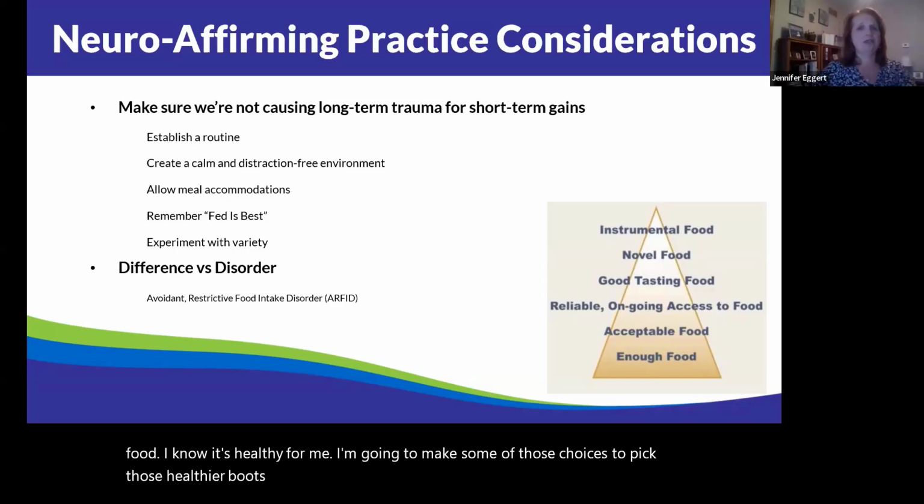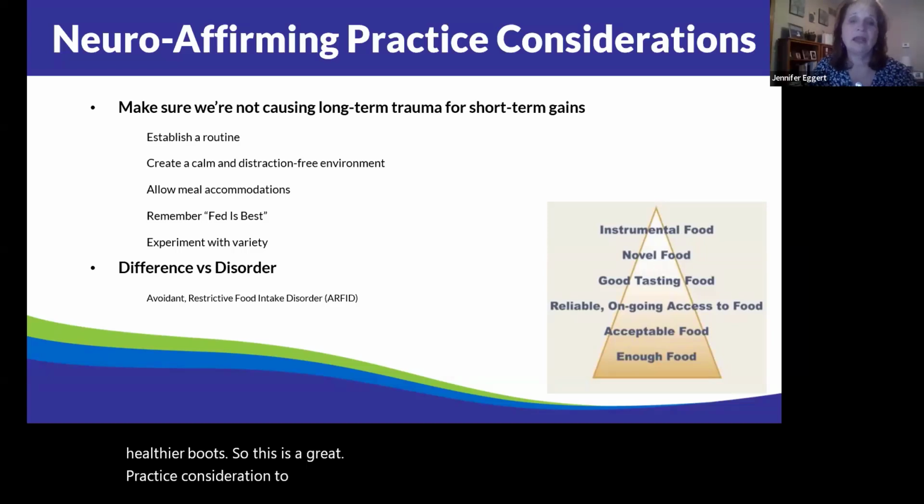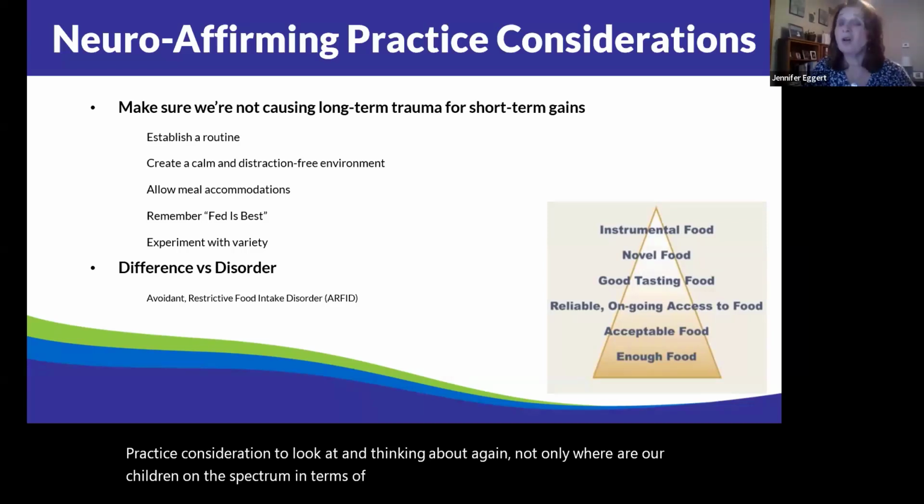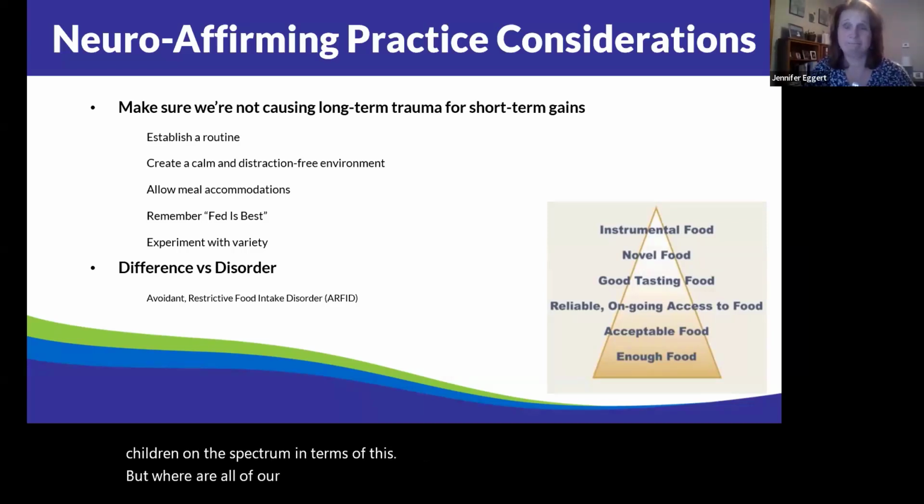So this is a great practice consideration to look at, and thinking about, again, not only where are our children on the spectrum in terms of this, but where are all of our students in terms of this?